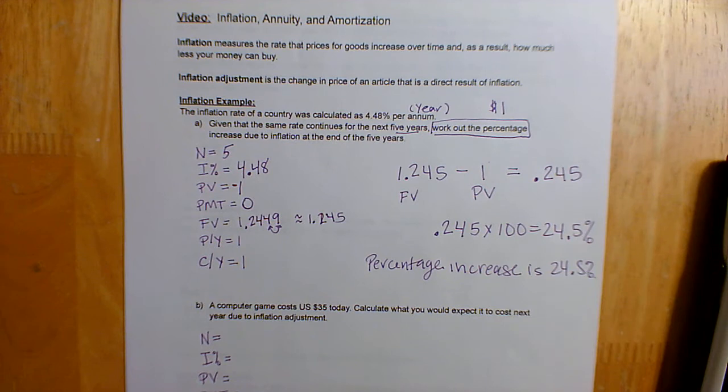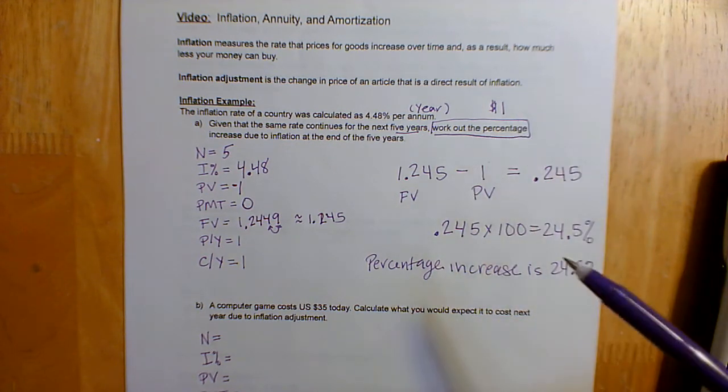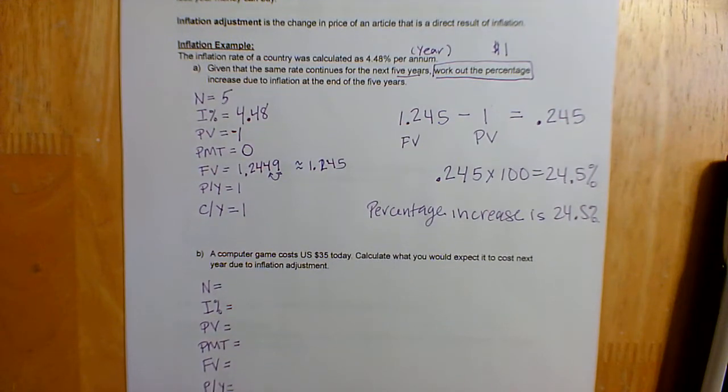So the percentage increase is 24.5%. And that is based on our $1. And if you use $1 for these examples, you're always going to be able to do the same process. So our dollar went up by, that inflation rate went up by 24.5%. Wow, it's almost a quarter. All right, let's do part B.